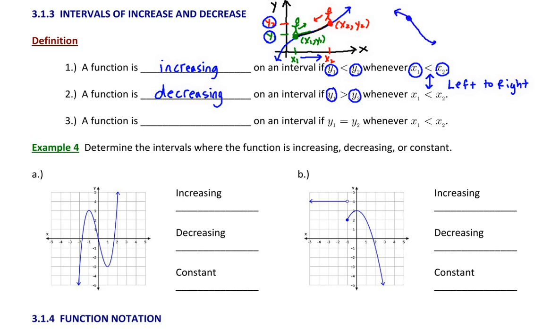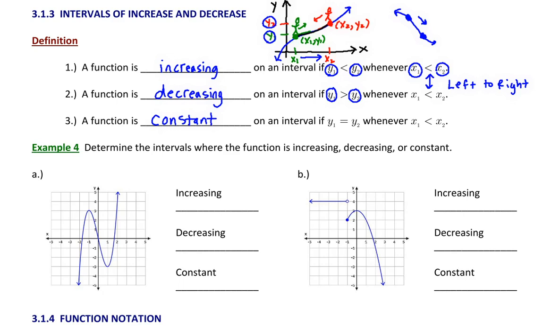So here's my first point, here's my second point. The y value of this first point is higher in elevation than the second point. And again, we're reading that left to right. So our function is decreasing. There's one other possibility. A function can be constant on an interval. If the y values stay level, all y values are equal whenever we read the graph from left to right.